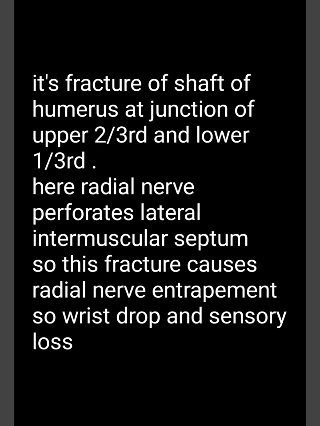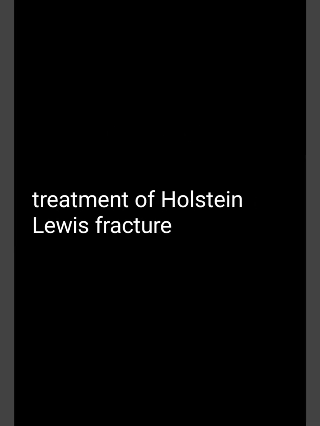What's Holstein-Lewis fracture? It's fracture of shaft of humerus at junction of upper 2/3rd and lower 1/3rd. Here radial nerve perforates lateral intermuscular septum. So this fracture causes radial nerve entrapment, so wrist drop and sensory loss. Treatment of Holstein-Lewis fracture: cock-up splint.